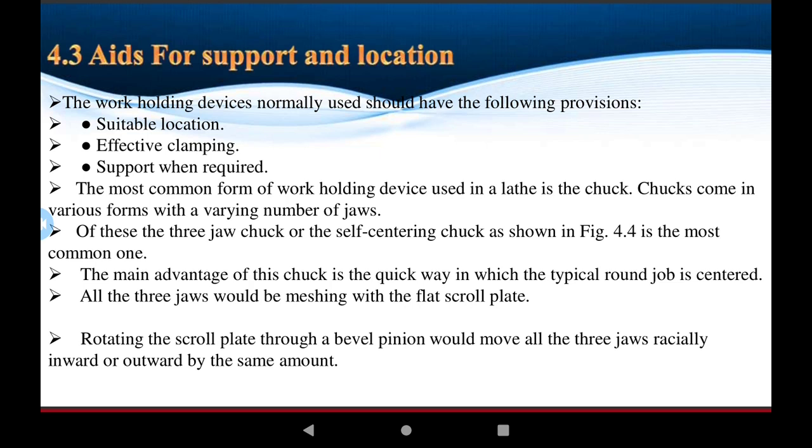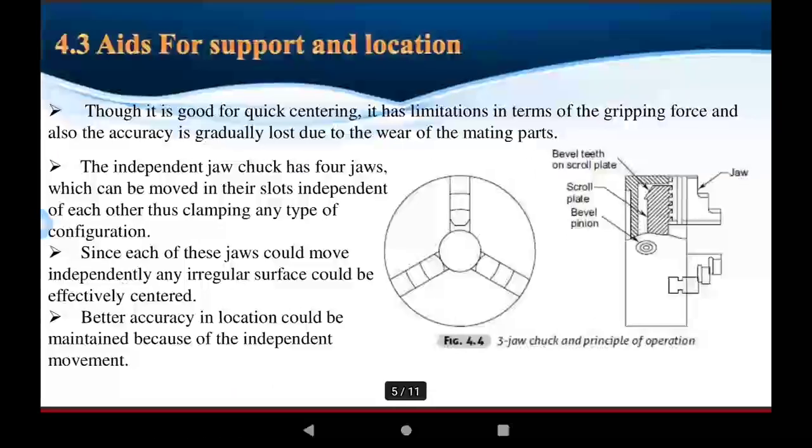In the lathe machine, the main factor is that it generates more manufacturing operations for support and location. There is the three jaw chuck of the machine. It is good for quick centering, but it has limitations.